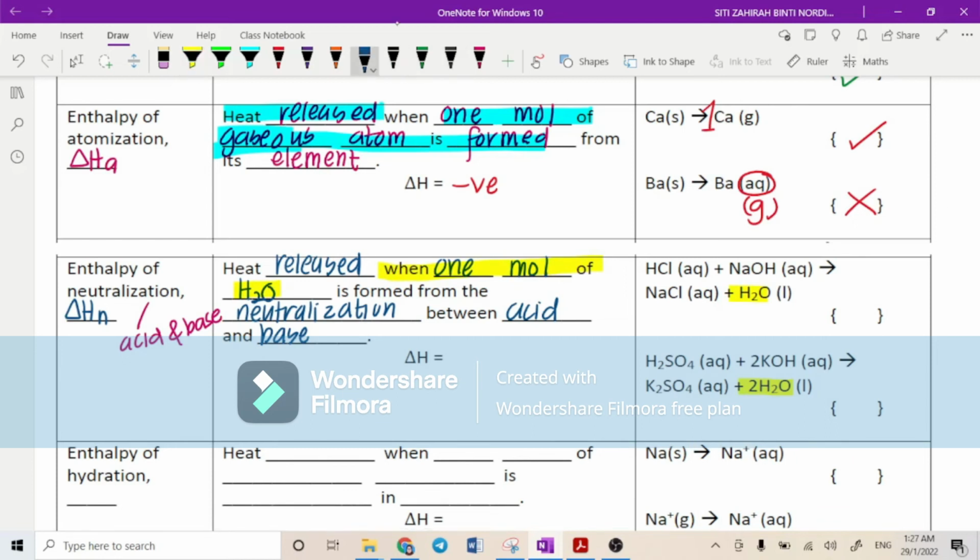Yeah, the top one. So this is definitely wrong, even though they are all the neutralization process. But this one fits the definition for the enthalpy of neutralization as it produces 1 mole of water between acid and base. So again, heat release, the delta H would be negative.